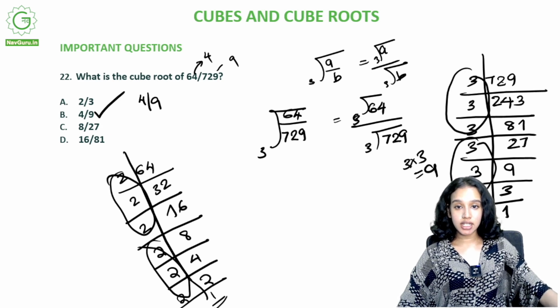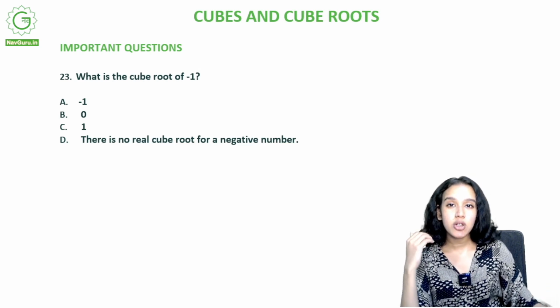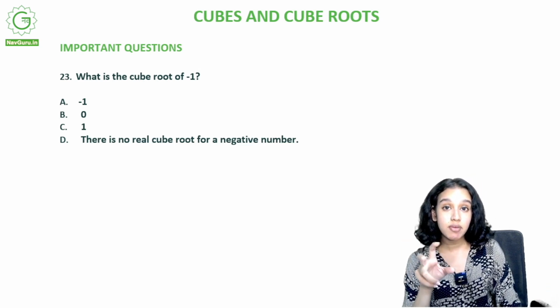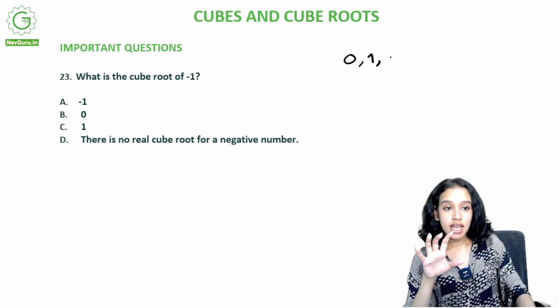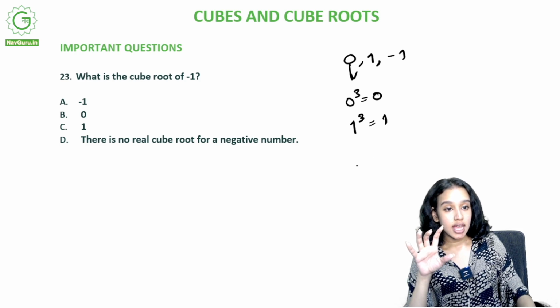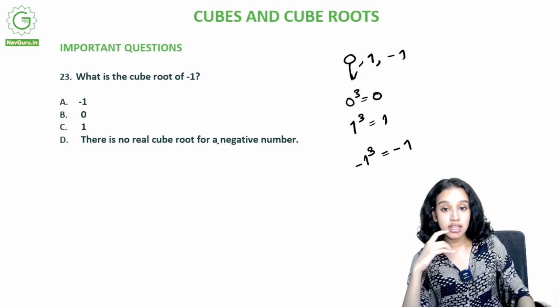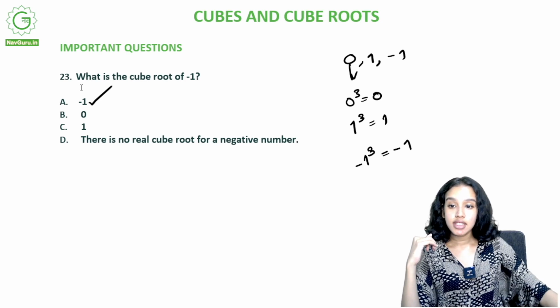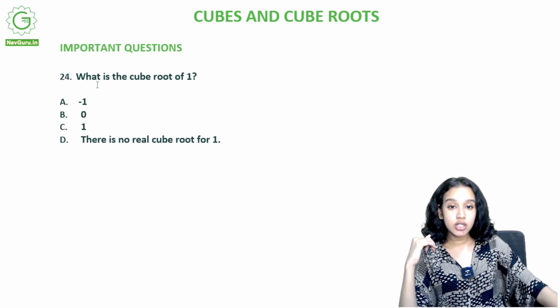Now, let's move on to the next question. What is the cube root of negative 1? So, we talked about the numbers which are the same as their cubes, which are 0, 1 and negative 1. Because 0 cube is 0, 1 cube is 1 and minus 1 cube is minus 1. So, what is the cube root of minus 1? It's minus 1 again. Now, what is the cube root of 1?